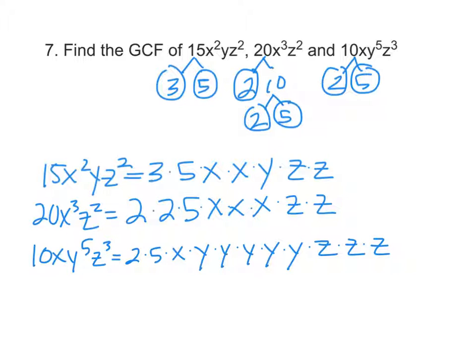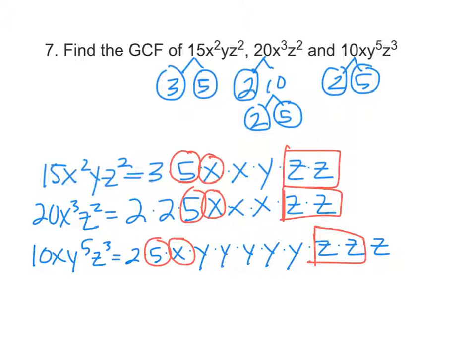And now we need to look for what factors are in every single list here. So I see a 5 in every list, so that gets circled. I see just one x in every list. Not everything has a y, but there's 2 z's it looks like in every list.